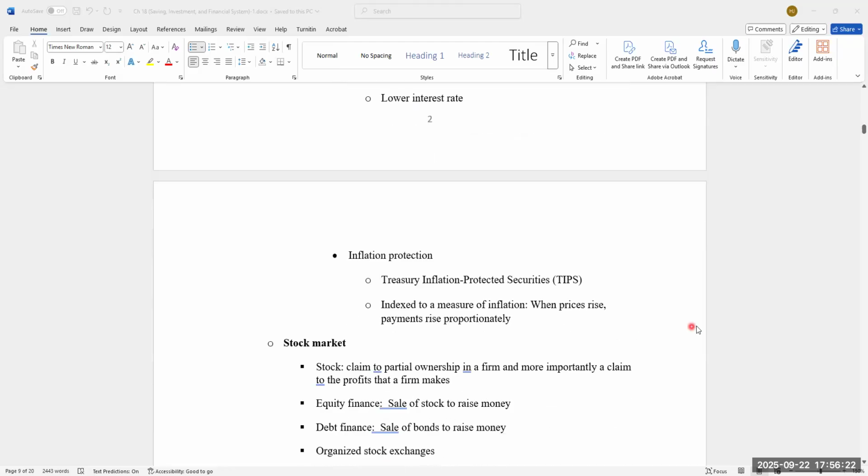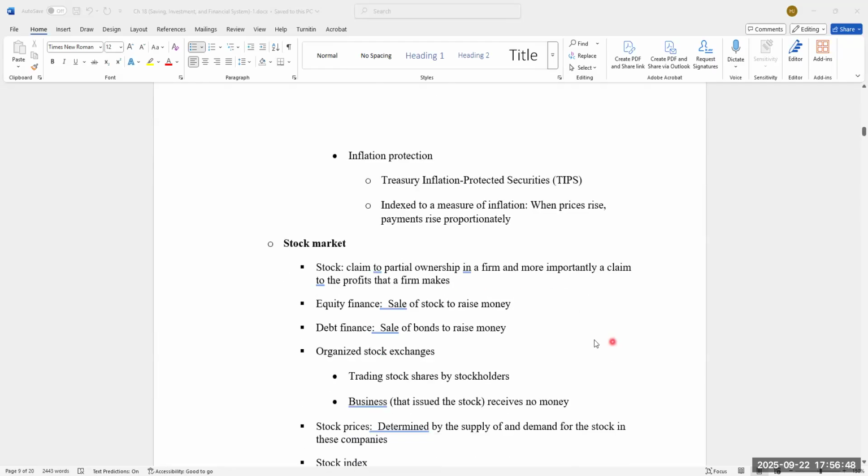There are some bonds out there that have inflation protection. The federal government offers some of that, Treasury Inflation Protected Securities, and these are indexed to a measure of inflation. When prices rise, the payments of these bonds also go up, so you don't have to worry. TIPS is short for Treasury Inflation Protected Security.